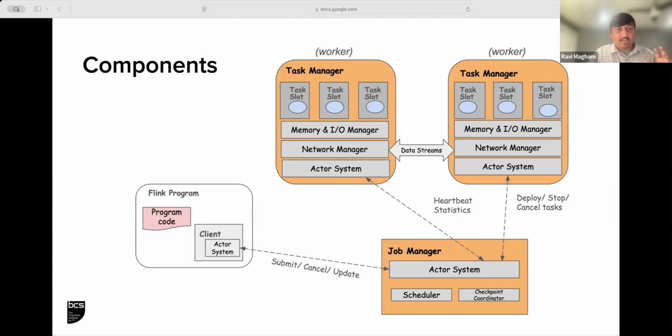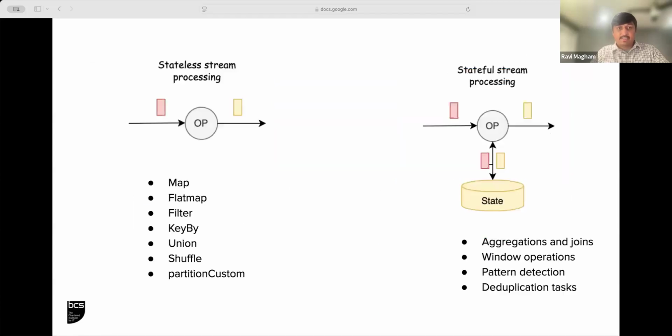A lot of heartbeat messages get exchanged between task manager and job manager. If any task manager goes down, once it comes back up, it sends heartbeats to the job manager. So you could say that the job manager has the role of resource management and job management, and also takes care of checkpoints, which is one of the most crucial things, I would say, in stream processing to handle fault tolerance. We'll discuss that.